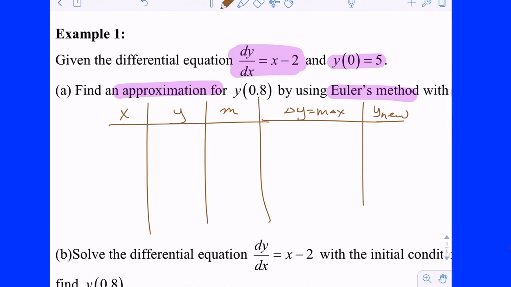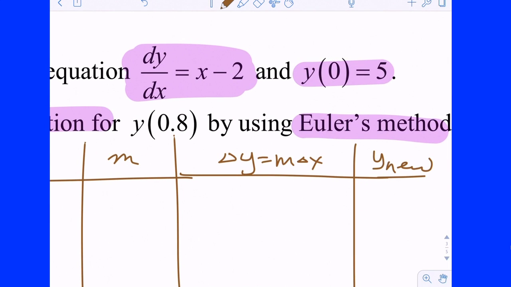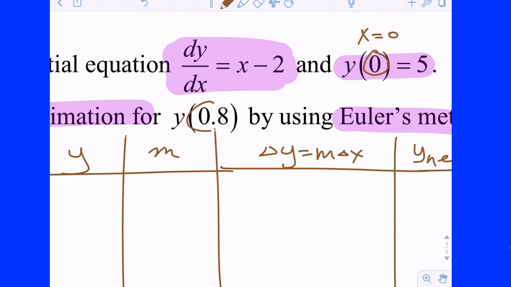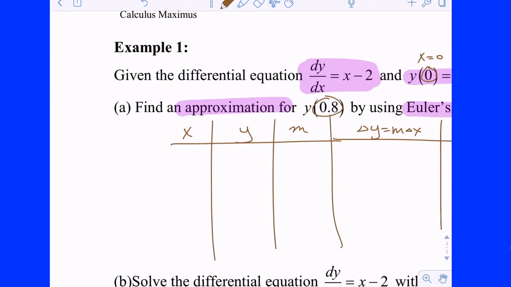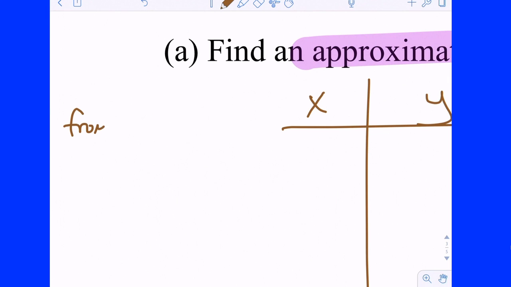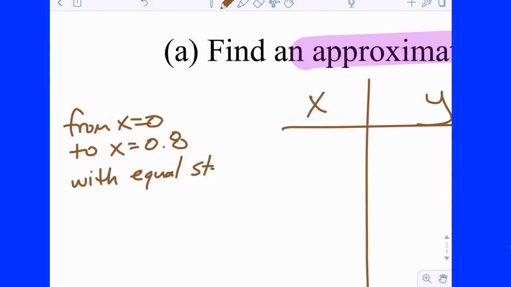Now, before we jump in and start, you do want to figure out your delta x. We are moving from x equals 0, that's our starting x value, to x equals 0.8. So let me write that off to the side. We're going from x equals 0 to x equals 0.8 with 2 equal steps. So what is each step going to have to be? 0.4. Very intuitive, right? Very intuitive.